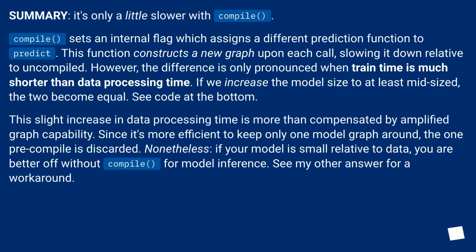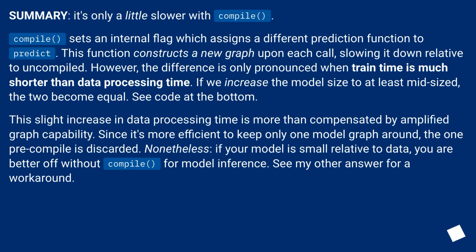Summary: it's only a little slower with compile. Compile sets an internal flag which assigns a different prediction function to predict. This function constructs a new graph upon each call, slowing it down relative to uncompiled. However, the difference is only pronounced when train time is much shorter than data processing time. If we increase the model size to at least mean-sized, the two become equal. See code at the bottom.